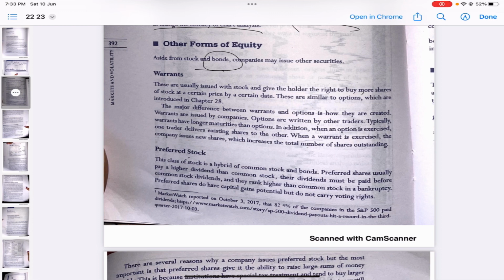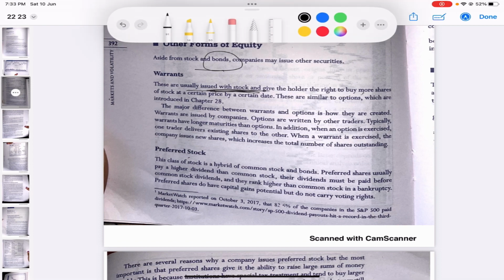So now let's see another type of instrument, which is warrants. Warrants are another form of equity. Warrants are usually issued with stock and give the holder the right to buy more shares of stock at a certain price at a certain date. So when you are purchasing a stock, they give you a warrant. That warrant is basically a right for you to buy more shares of the stock at a particular price at a future date. If you can recall from the options chapter, we have already discussed what warrants are.